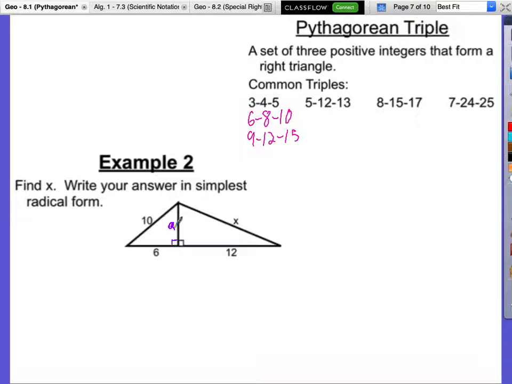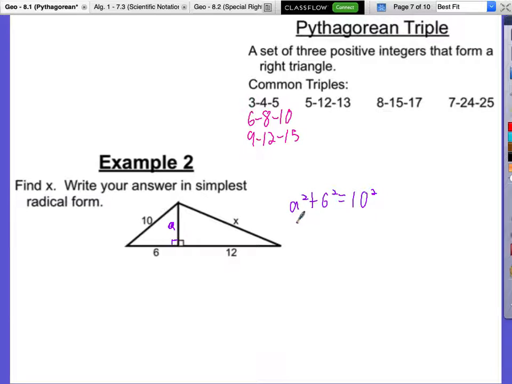So if we were to set up a Pythagorean theorem for this triangle to solve this, we'd have a squared plus 6 squared equals 10 squared. Notice the hypotenuse still has to go by itself on the right side, and our legs still have to be on the left side. We can't do 6 squared plus 10 squared because 10 is the hypotenuse, so it has to go on the right side by itself.